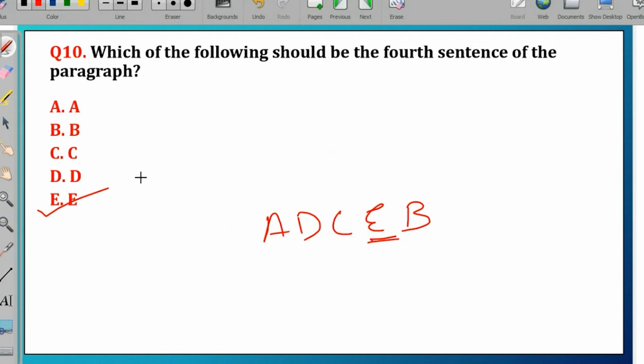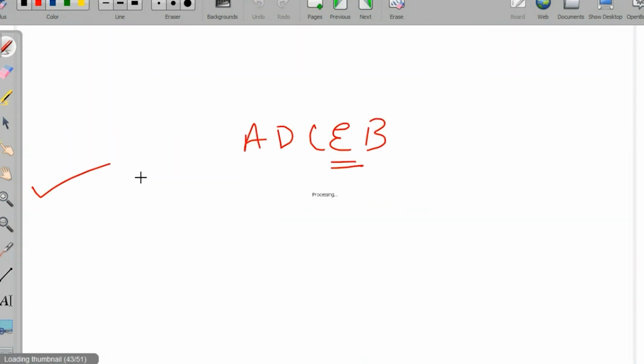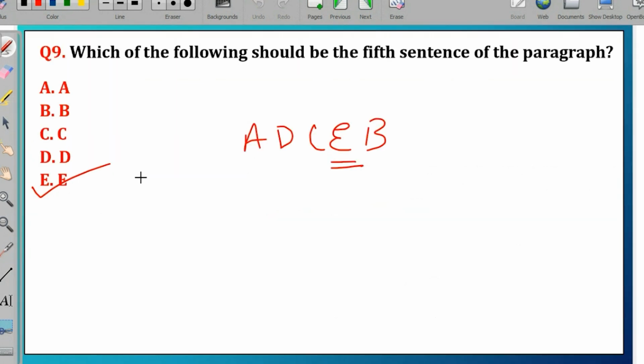E is your answer. There's some mistake, I think. Fifth sentence will be B, not E. I'm so sorry. It was my mistake. It is not E, because this is a 5-statement para jumble. So fifth statement will be B.